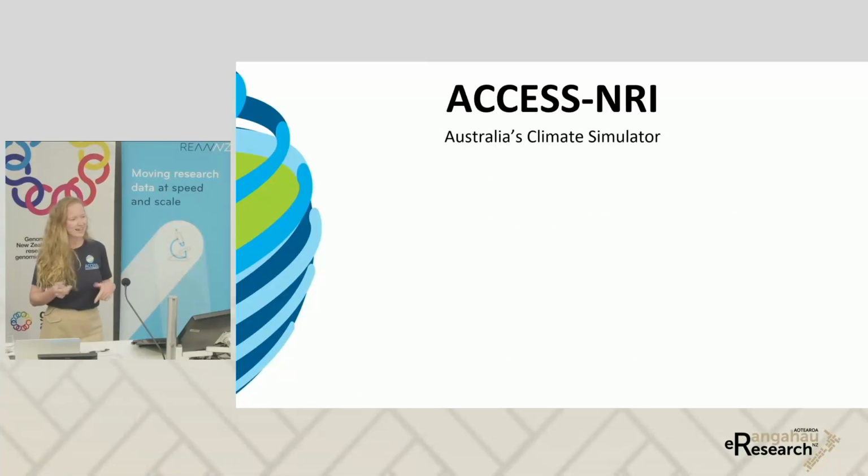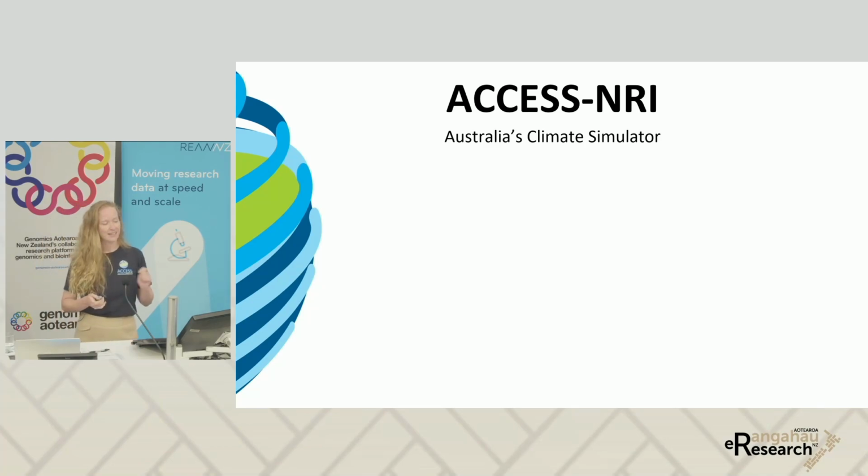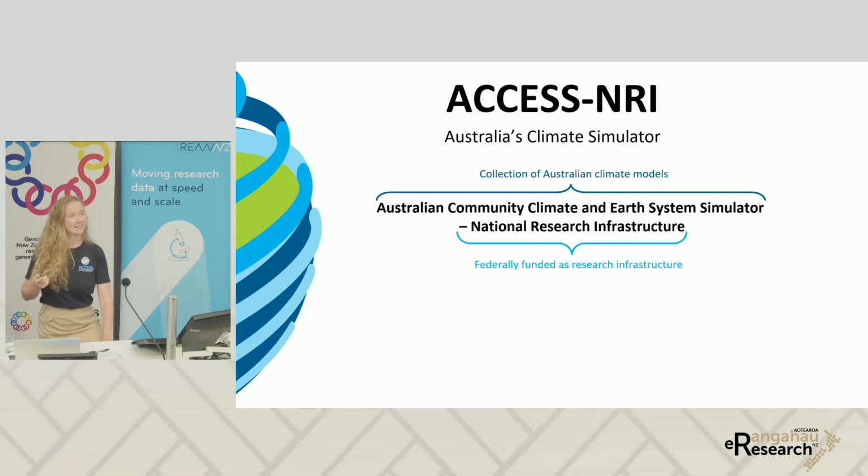So I'll start with what is ACCESS-NRI. ACCESS-NRI is a very long acronym. This is why we call ourselves Australia's Climate Simulator. But the acronym is actually descriptive. So the ACCESS stands for the Australian Community Climate and Earth System Simulator, which is our collection of Australian climate models. The NRI stands for National Research Infrastructure, and that is a nod to our funding, which is federal funding as research infrastructure. And I'll talk more about that in a moment.